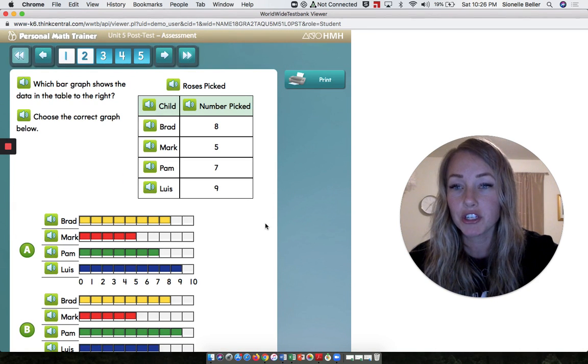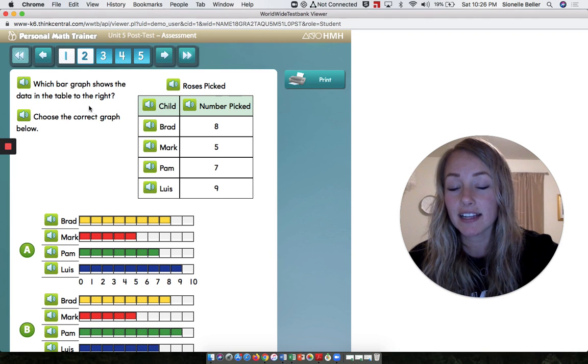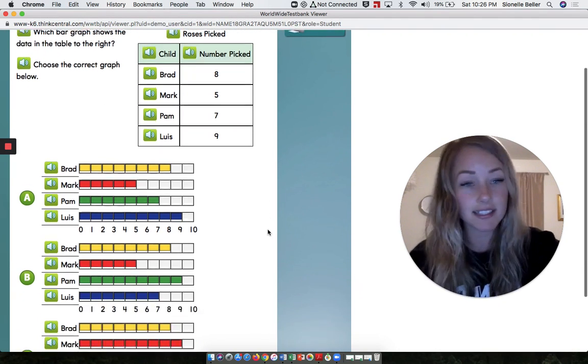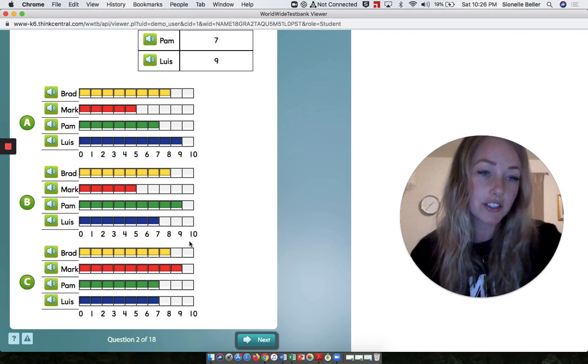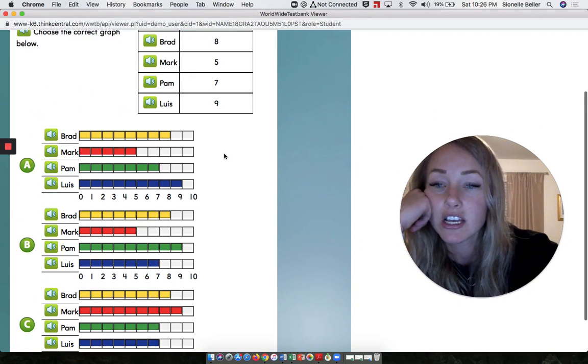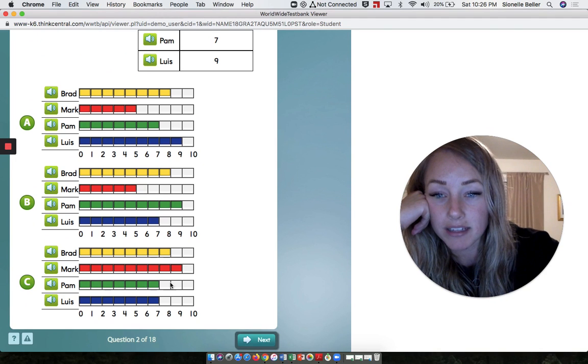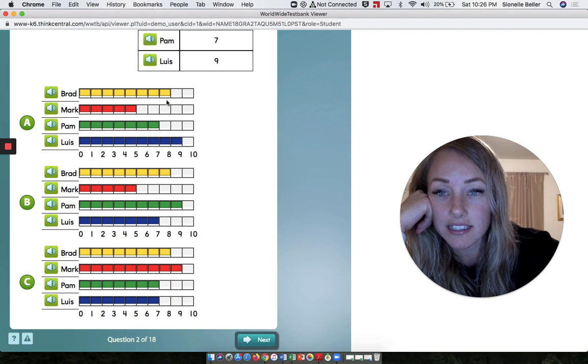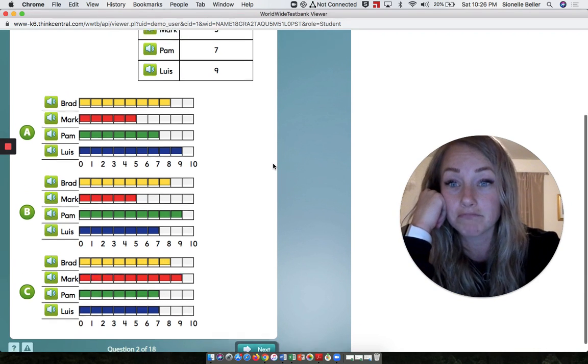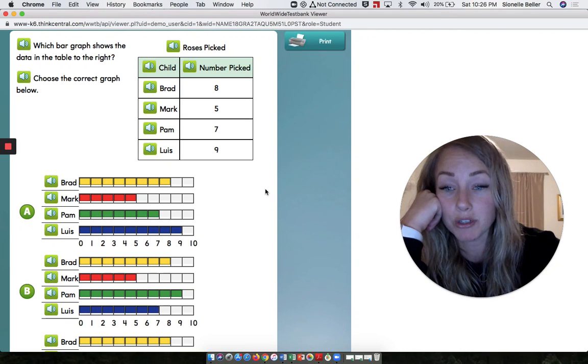All right, number 2. Which bar graph shows the data in the table to the right? So this is the same exact thing. It just has different colors on the bar graph, okay? So we're looking at Brad should have 8. Now this one has numbers at the bottom, so we don't have to count. So 8. Yep, Brad has 8 on each of these. So far all of them could be right.